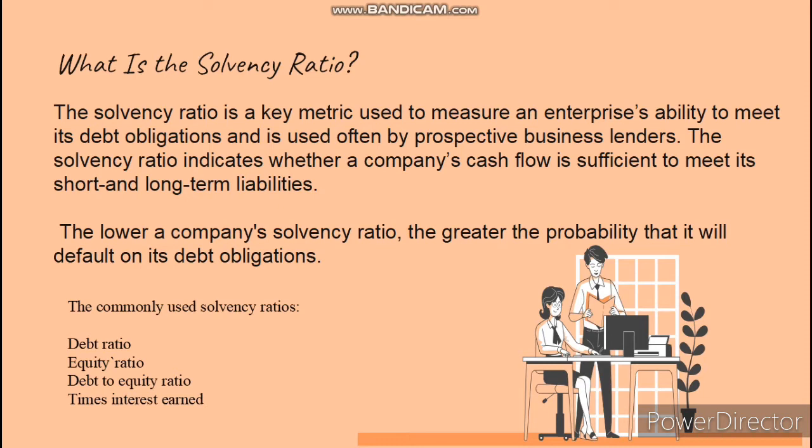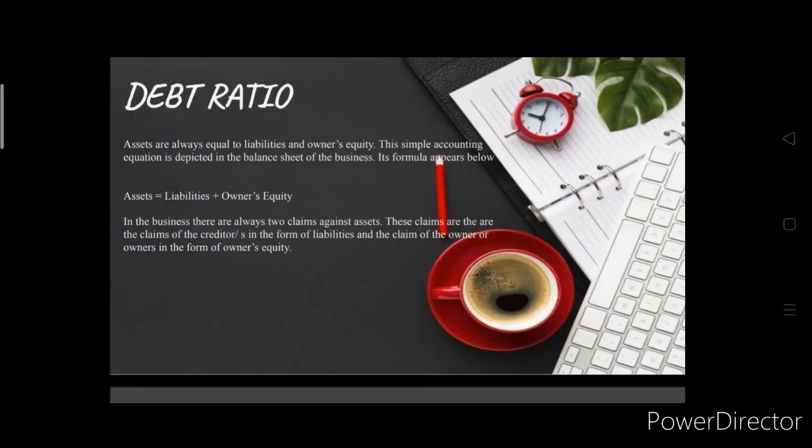So if lower yung solvency ratio na makompute mo, this means na may malaking posibilidad na may default sa debt obligations mo. So these are the commonly used solvency ratios: debt ratio, equity ratio, debt to equity ratio, and times interest earned. Debt ratio: assets are always equal to liabilities plus owner's equity. This simple accounting equation is depicted in the balance sheet of the business. Its formula appears below. Assets is equivalent to liabilities plus owner's equity.